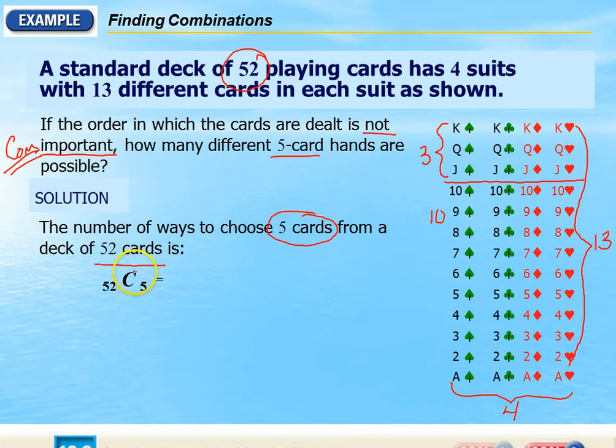And again, why is it a C? Because the order does not matter. If you haven't done it yet, do we need to do this by hand? Nope, it's in our calculator, so take that calculator out. 52 choose 5. And when you type in 52 choose 5, those of you who play poker, this number may or may not surprise you. How many different hands can you have for poker? 2,598,960 different hands. That's a lot of different 5-card hands that you could have.